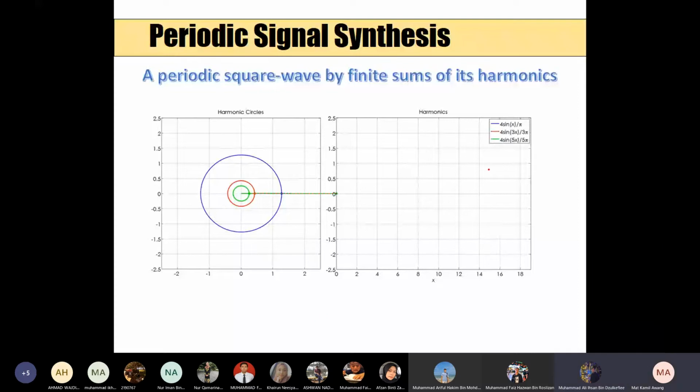Other day I can play the video. Actually, it has this animation. It shows in this box on the right graph. Basically, it draws not in the cosine form, but in the form of sine waves. So basically, it will draw 4 sine x over pi, 4 sine 3x over 3 pi, and 4 sine 5x over 5 pi.